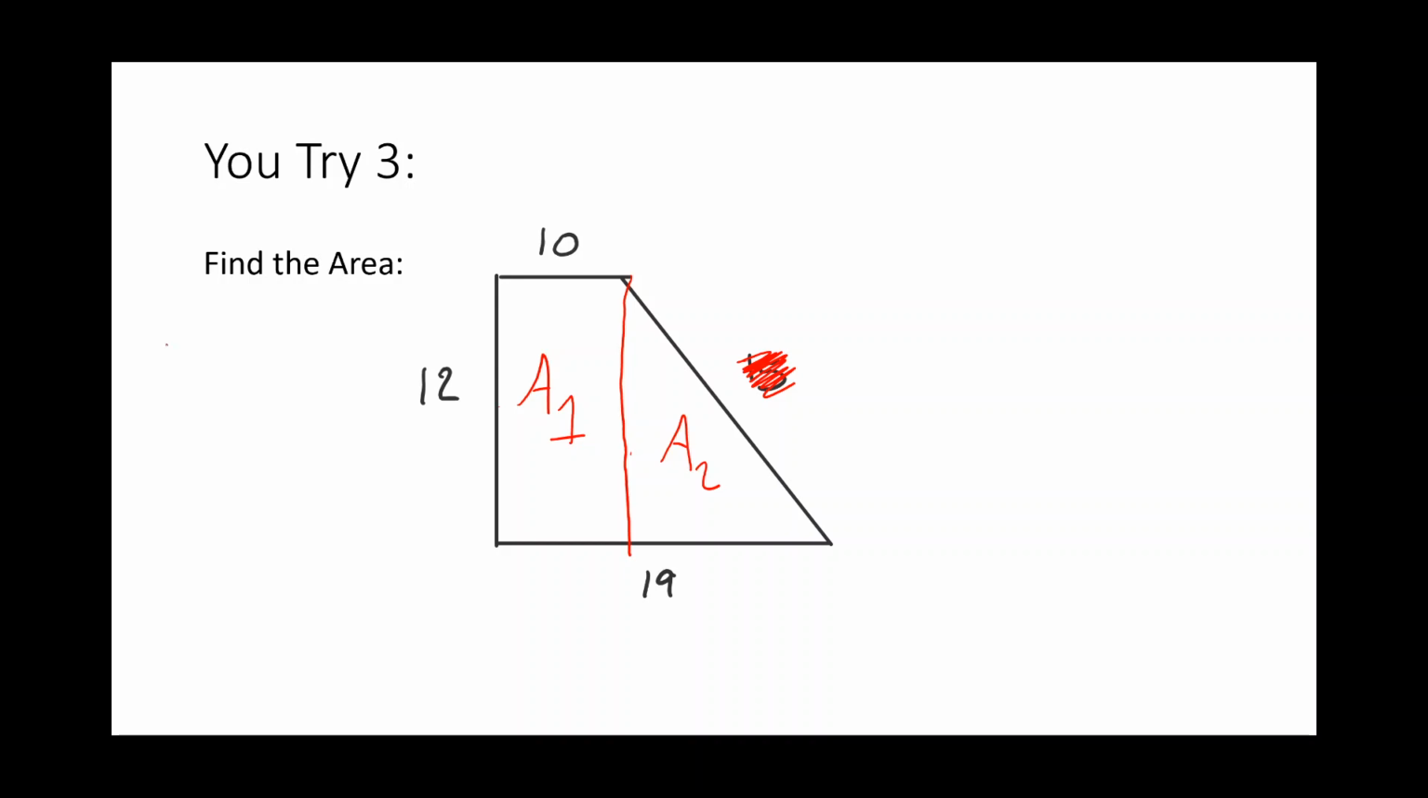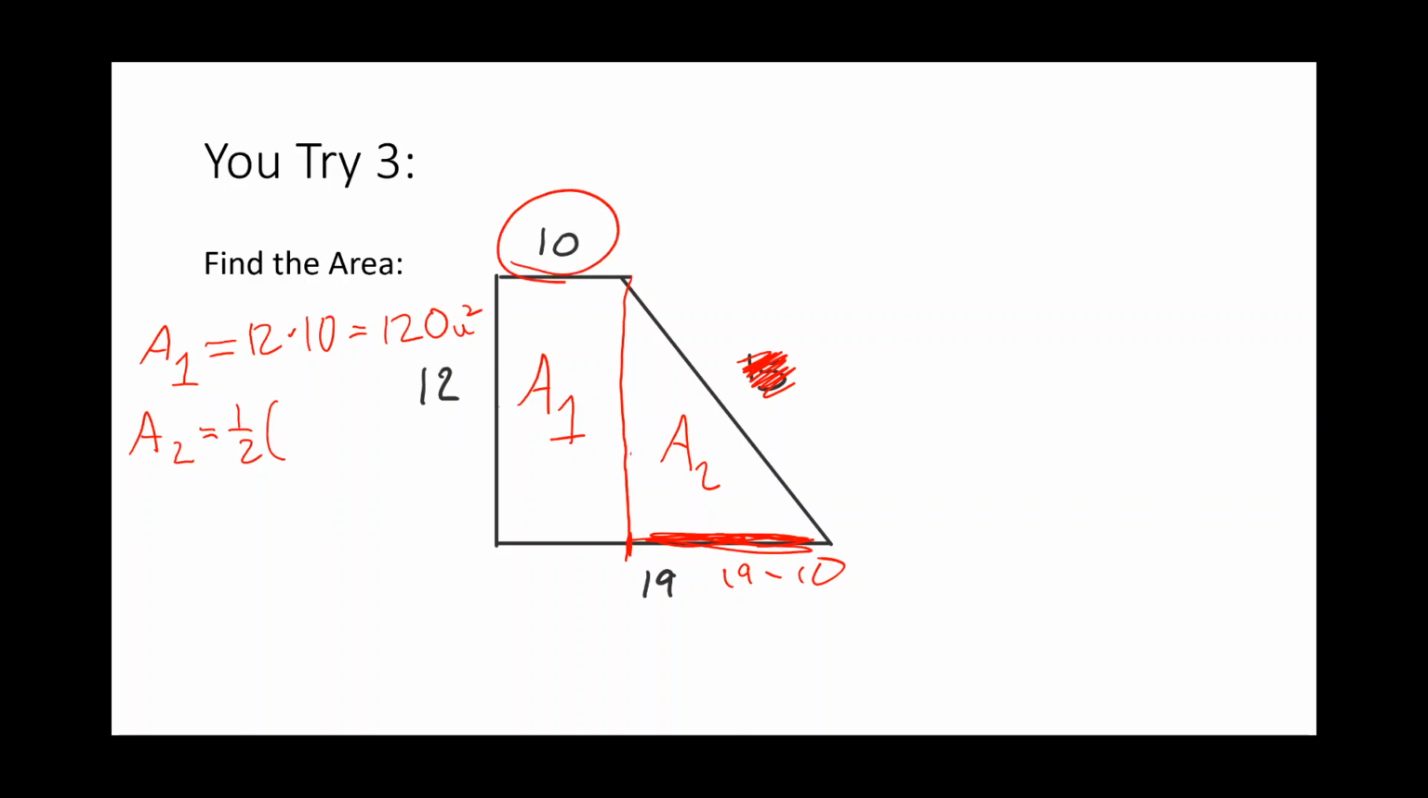So let's start with the area of the rectangle. The area of the rectangle is 12 times 10, which is 120 units squared. The area of the triangle is 1/2 times the base. The base, of course, is this right here, which is 19 minus 10. The 10 we already used up here. 19 minus 10 is 9.